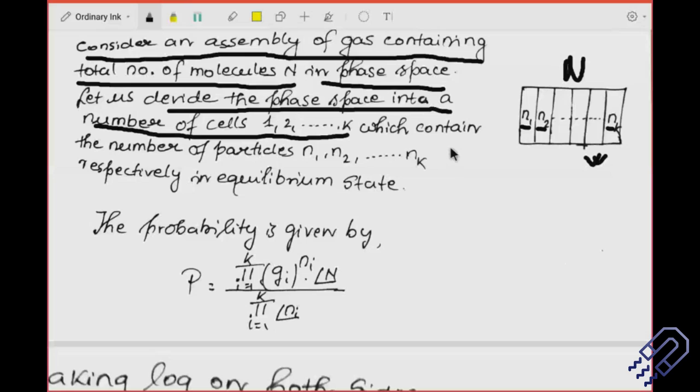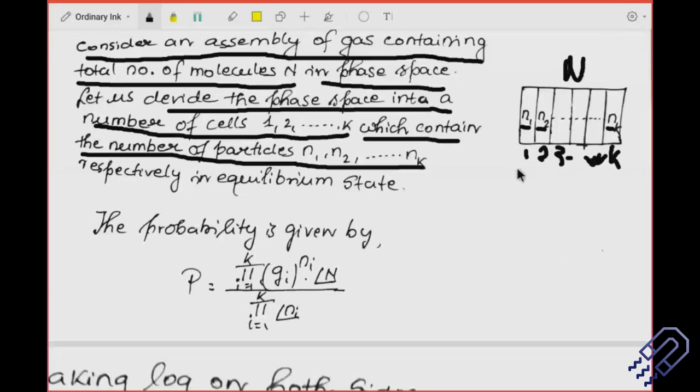So we have a number of cells, 1, 2, up to k. These will contain the numbers of particles n1, n2, n3, n4 up to nk. If this is cell 1, this is cell 2, this is cell 3, and we keep going, this would be cell k. Cell 1 has n1 particles, cell 2 has n2 particles, and cell k has nk particles. That is what is said here. That's very simple. And it's in an equilibrium state. Remember those three laws that I mentioned on the equilibrium state? We are basically going to use them.